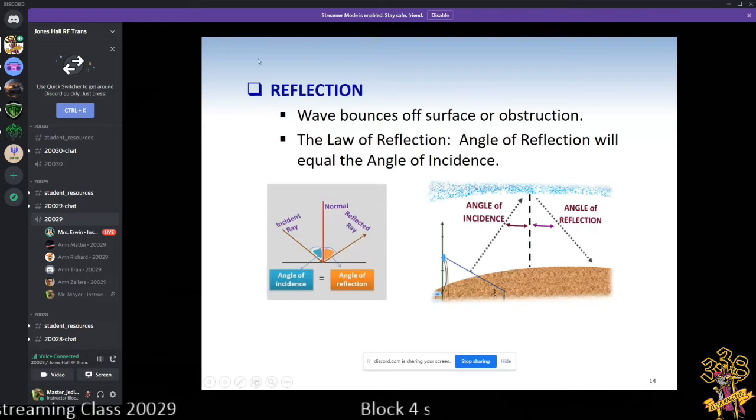You all know what a reflection is. You see it every morning when you look in the mirror. You see your beautiful little reflection smiling back at you going, oh, yay, another Air Force morning. I get to go do lab in the heat and the humidity.